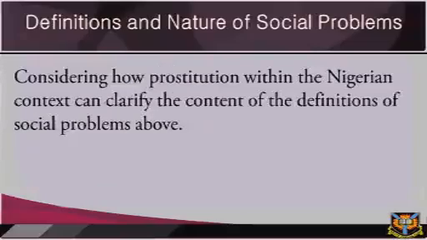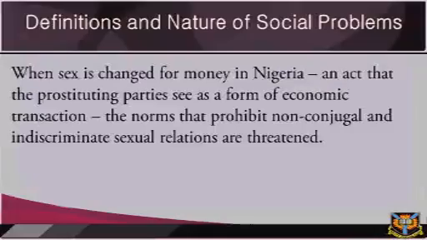Let's consider how prostitution within the Nigerian context can clarify the definitions of social problems above. When sex is exchanged for money in Nigeria, an act that the parties see as a form of economic transaction, the norms that prohibit non-conjugal and indiscriminate sexual relations are threatened.